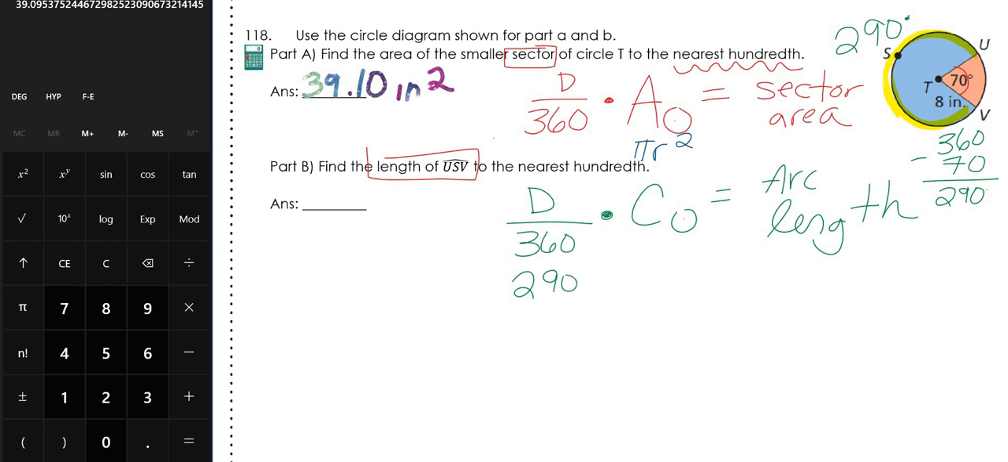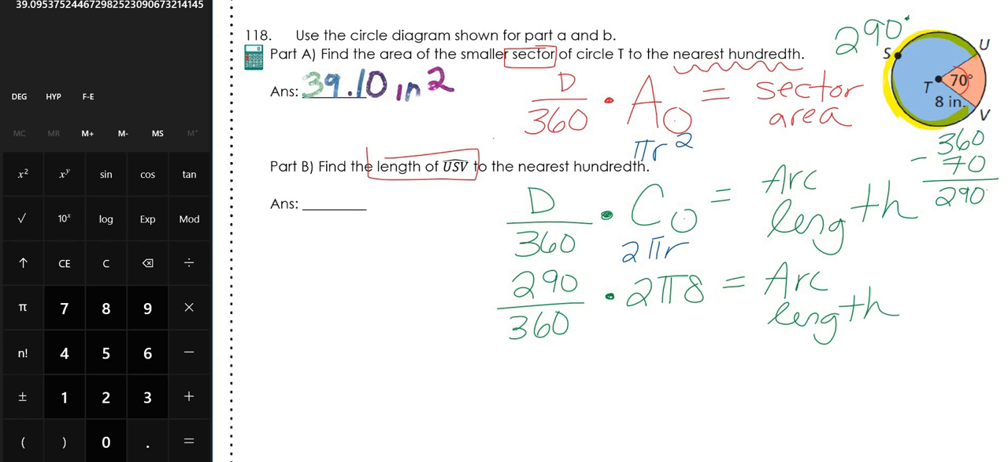So 290 is the degree measure for the arc that I'm going to use in my formula. 290 over 360 times the circumference formula. So your circumference formula is 2 pi r. And we don't have the circumference. We have to figure it out ourselves. So I'm going to plug in 2 times pi times our radius of 8. And that's going to give me the length of the arc. Arc length.